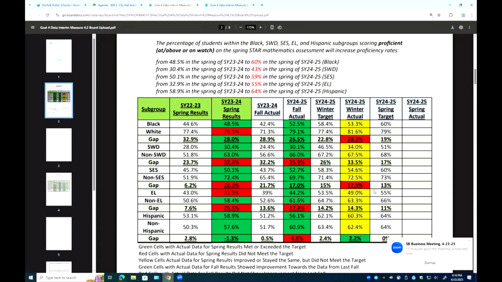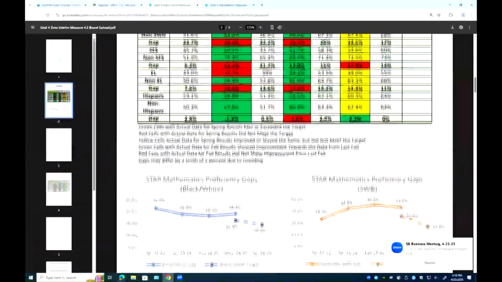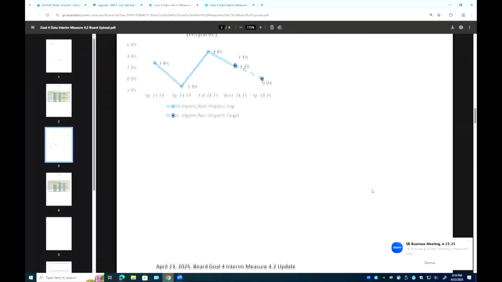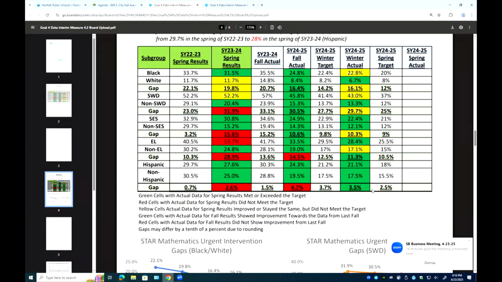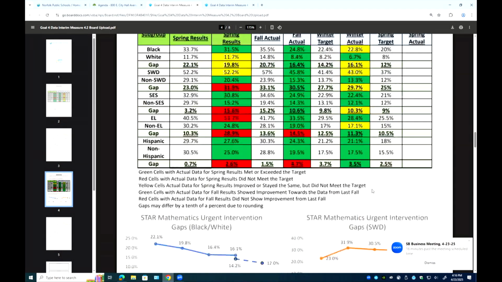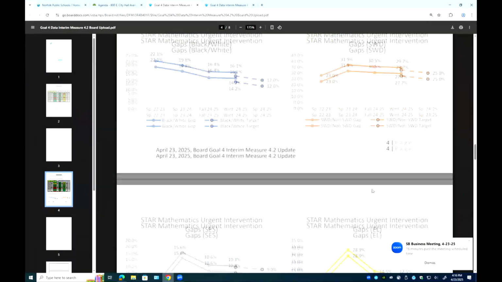And then similarly, moving them out of urgent intervention with our black subgroup 33.7 to 30%, SWD 52.2 to 48, SES 32.9 to 27, EL 40.5 to 36, and Hispanic 29.7 to 28. So overall, with our data, I'm gonna pause here, I'm gonna go really slow there because there's a lot of green on that one.